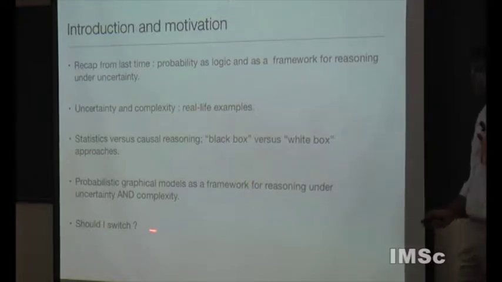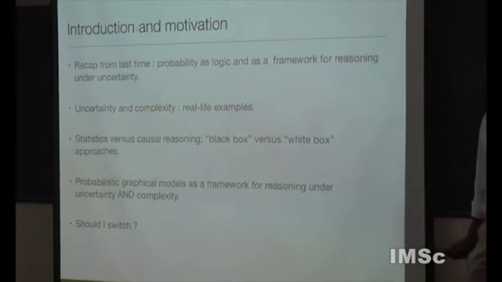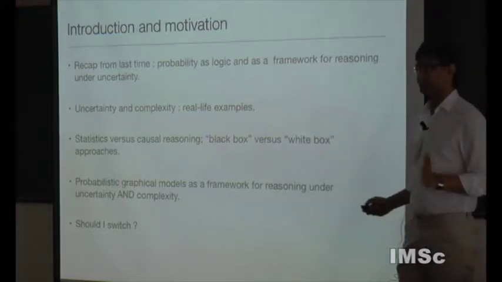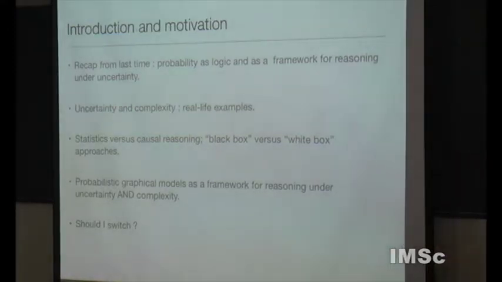So you should really think of this as the analog of the coin tossing problem. If the coin tossing problem is the paradigm for probability, this problem, the Monty Hall problem, is the paradigm for Bayesian networks. Both of them are very simple problems, but if you understand them in detail, you will actually get to the heart of the matter.